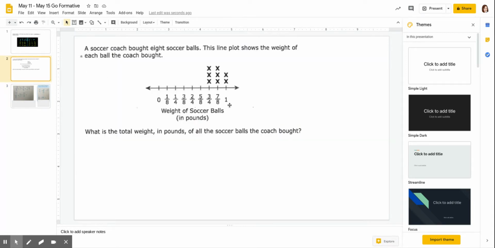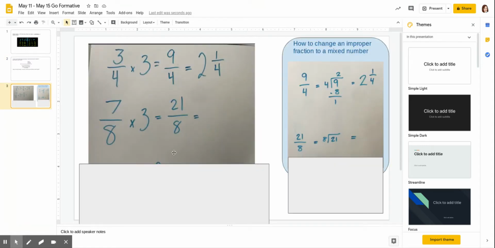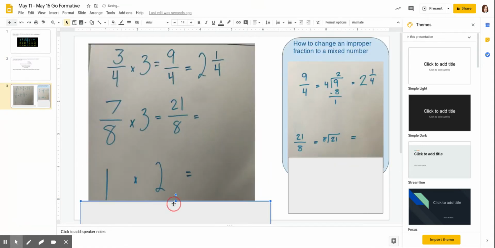Finally, I have to figure out what's the total weight of all the soccer balls that weigh 1 pound. There are 2 soccer balls that weigh 1 pound, so you can just multiply 1 times 2 and write your answer here.